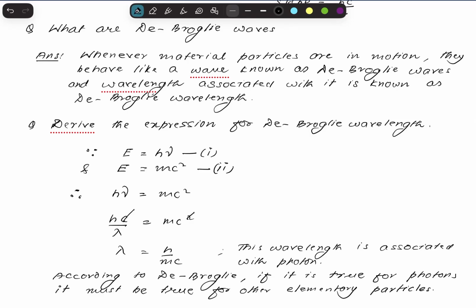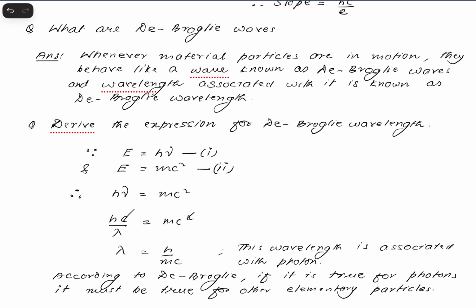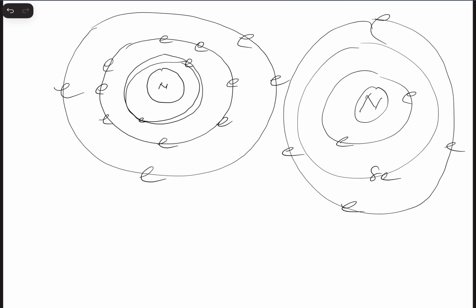Now we have a next topic, that is De-Broglie waves. So let's see. De-Broglie says that whenever a material particle is in motion, it behaves like a wave, known as a De-Broglie wave, and the wavelength associated with it is known as De-Broglie wavelength. Now we have to derive the formula for De-Broglie wavelength. Again, I'll try to write and explain to you.